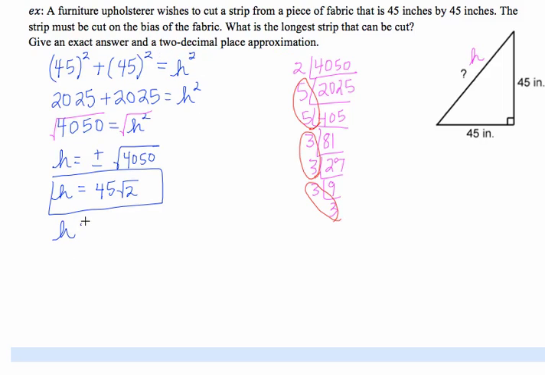So that's approximately equal to, you just use your calculator, 45 times the square root of 2 is about 63.6396, and the units here are inches on both of these.